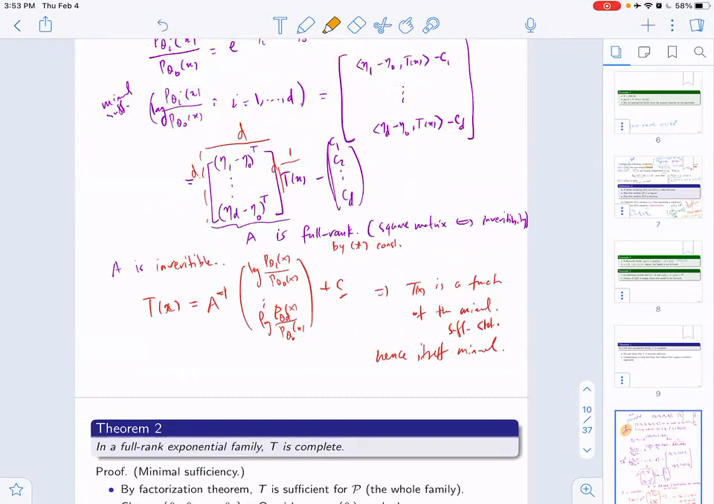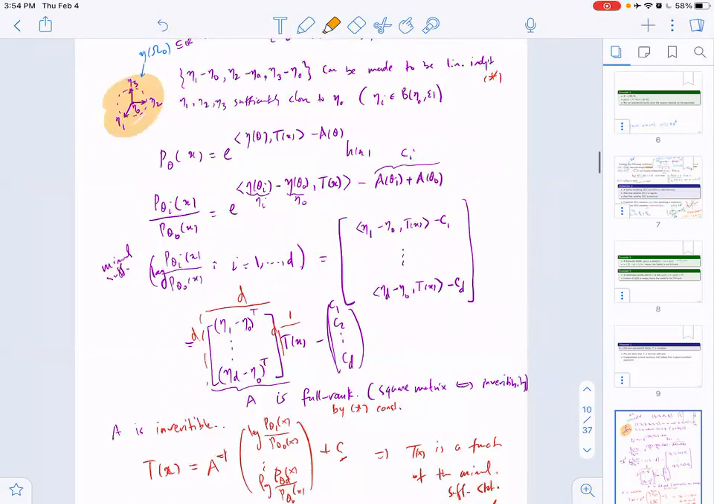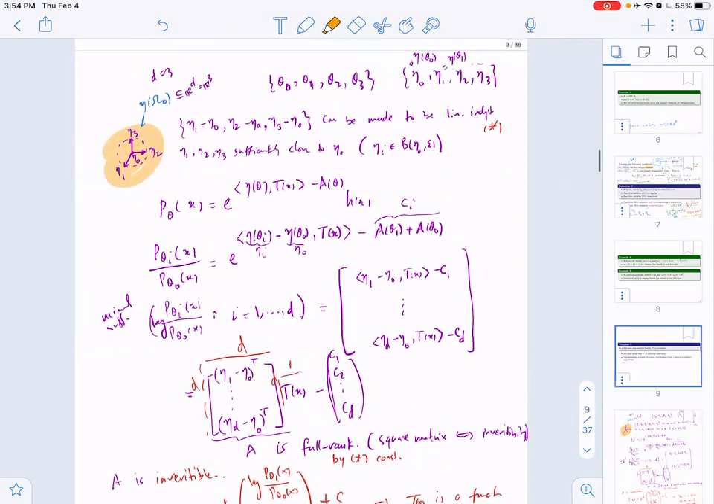In Keener, they went directly and assumed, instead of full rank, they defined the curved exponential families, and they say as long as the etas didn't follow this linear constraint that you were talking about, they could still get the minimal sufficiency. So would that be another option in case we couldn't find full rank? We just show that these different etas don't follow a linear constraint. Yeah, as long as you can.